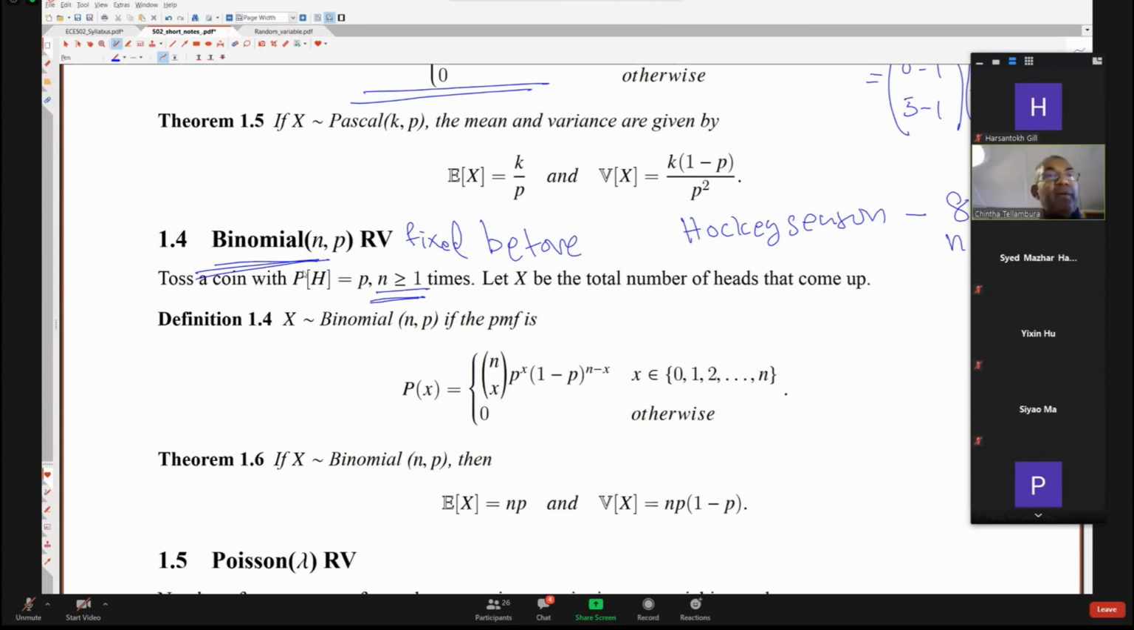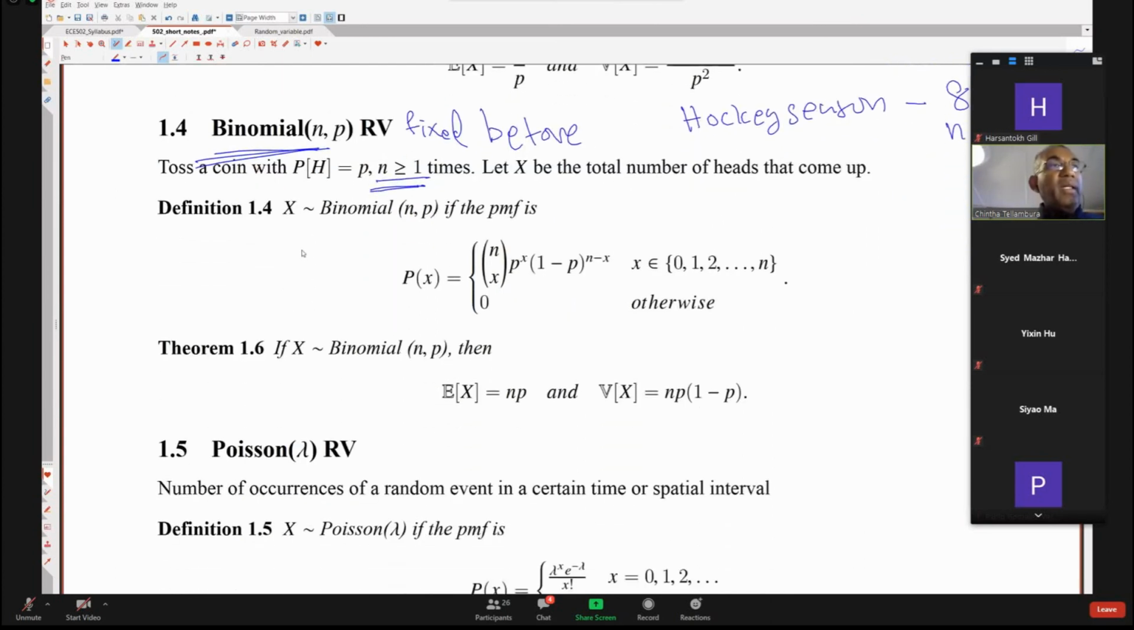The probability mass function of binomial is given here, and it is a pretty simple function, p to the x, q to the n minus x, and so on. Again, I don't have time to do computational examples.